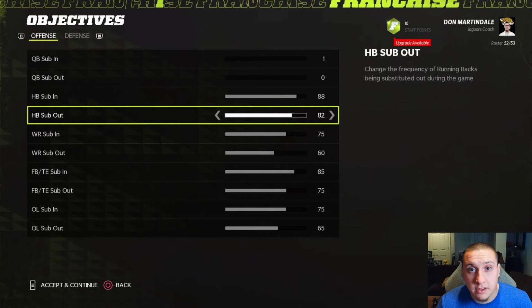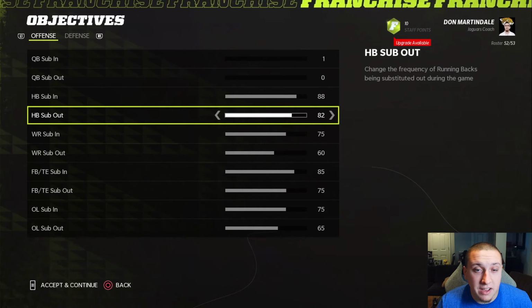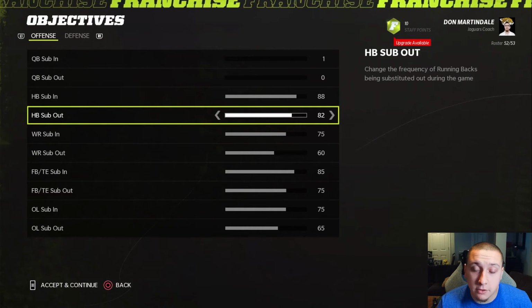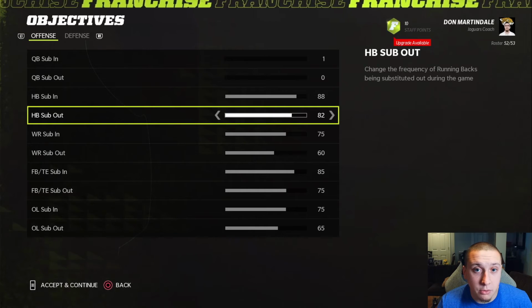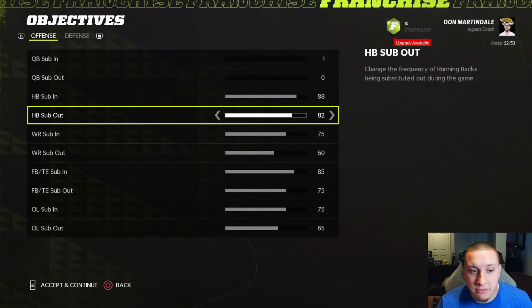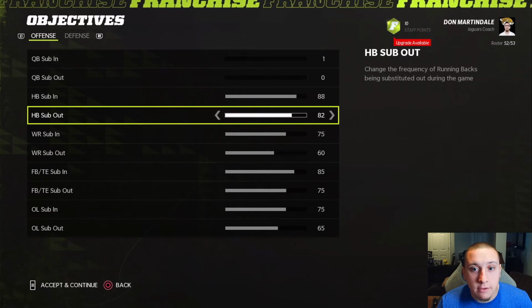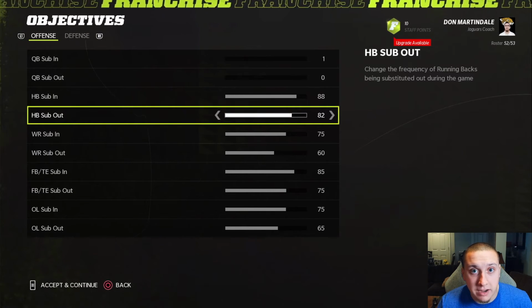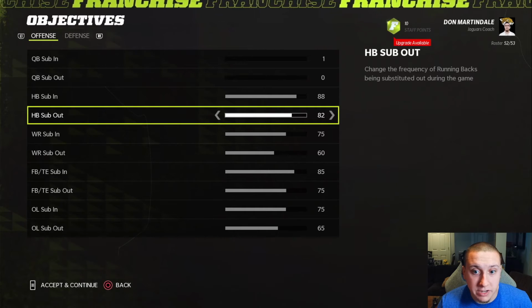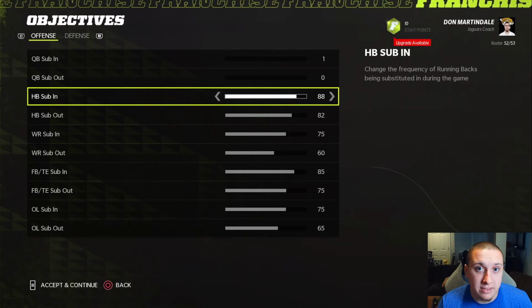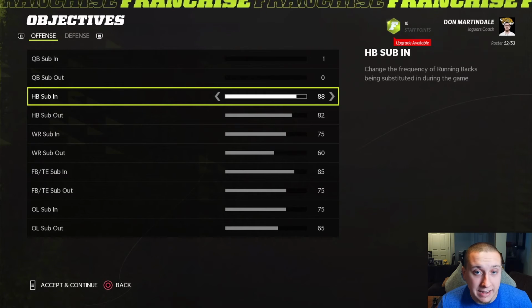At the running back position, your running backs are going to be most effective with a stamina of 80 and up, or a fatigue level of 80 and up. So you probably don't want them in the game if they're below that threshold anyway. So I have this set to currently 82 and sub back in at 88. So they'll sub out in theory whenever their stamina / fatigue level reaches 82, and they'll sub back in pretty quickly once their stamina regains back up to an 88.